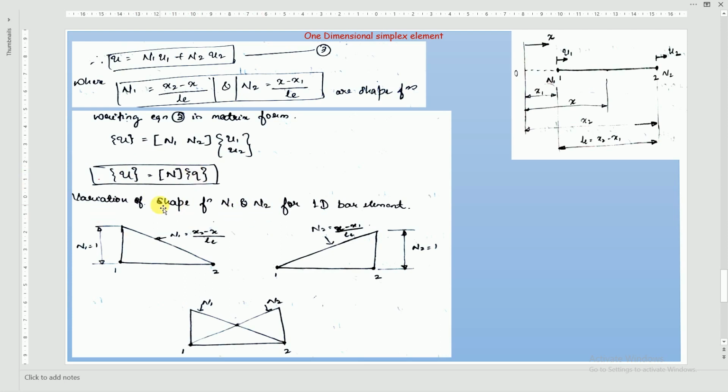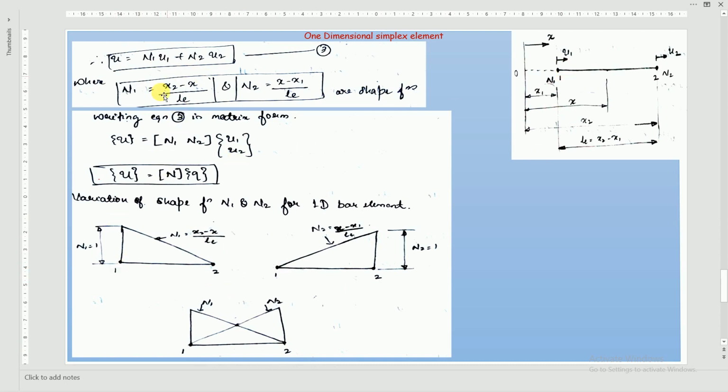This is your variation of shape functions n1 and n2 for the 1D bar element. This is the individual variation and this is the combined variation. Let's see how these graphs have come. First you draw the element, nodes 1 and 2, for both cases, and for the third case also. This has just been combined here. This triangle has been drawn here, and this triangle has been drawn here. Now, how do you get it like this?